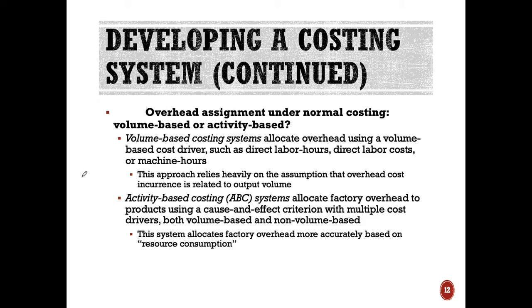In an activity-based costing or ABC system, allocate factory overhead to products using a cause and effect criterion with multiple cost drivers, both volume-based and non-volume-based. ABC allocates factory overhead more accurately based on resource consumption.